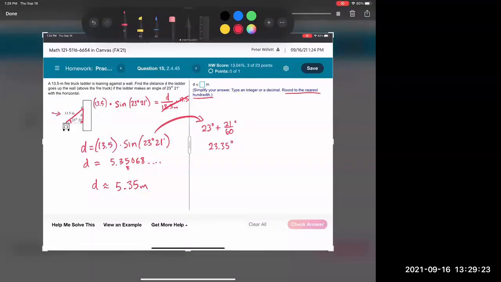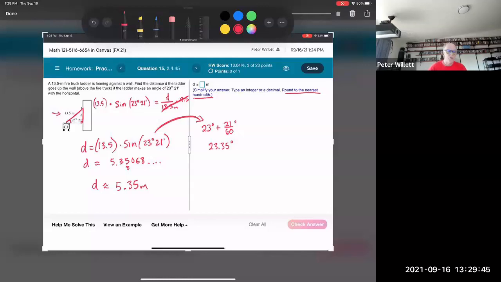So, Professor, you put sine 23 degree 21, like put that into the calculator, convert that into a number, and multiply with the 13.5, right?